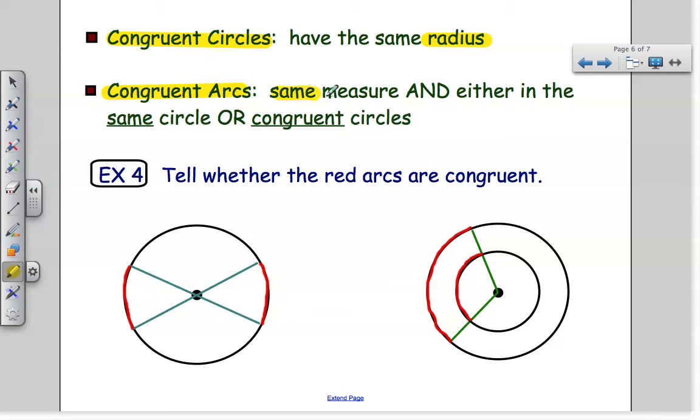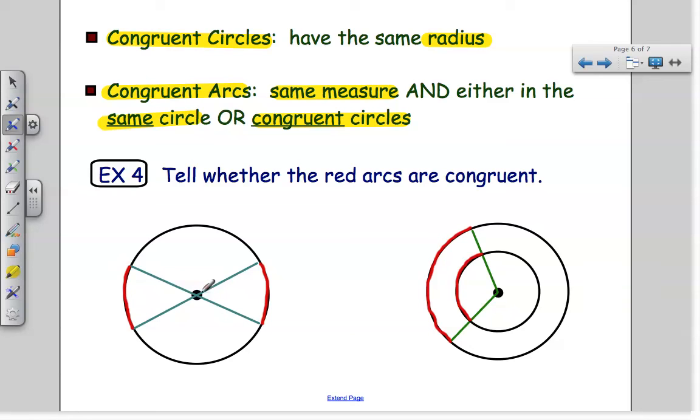They need to have the same measure, meaning the same degree, right? Like both 100 degrees. And they have to be either in the same circle or congruent circles. If they're in the same circle, obviously the circles are congruent, or they have to be in two circles that are congruent. So I want to tell whether the red arcs are congruent in these examples. So do they have the same angle measure, and are they in the same circle, or are they in two circles that are congruent?